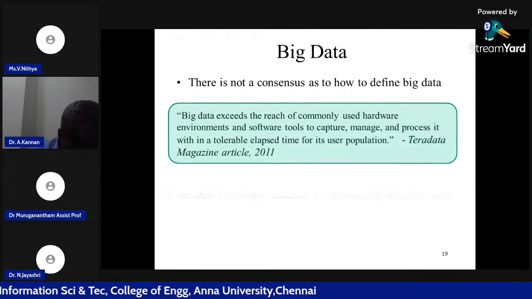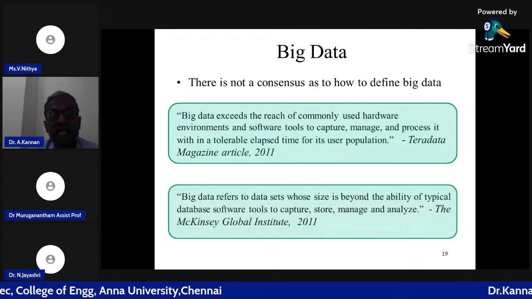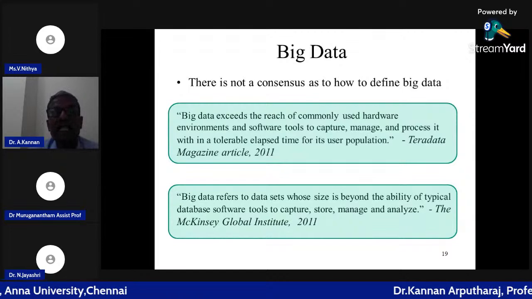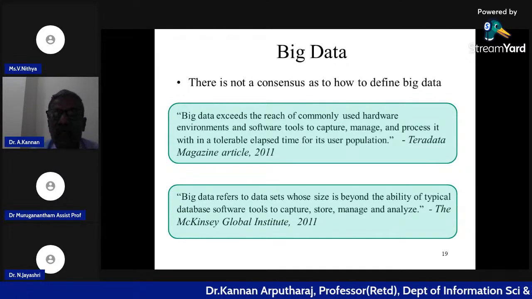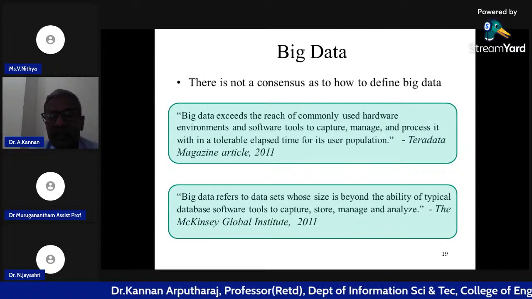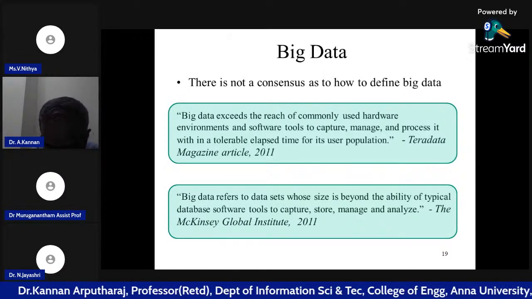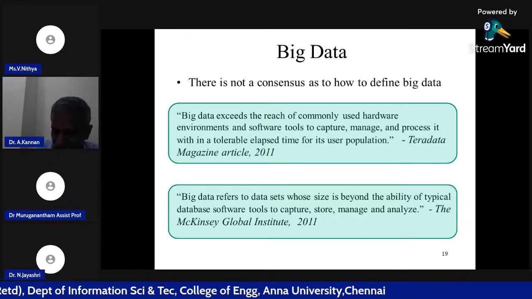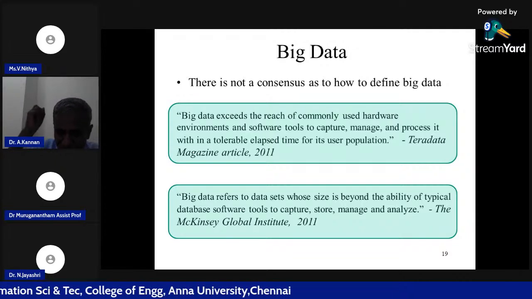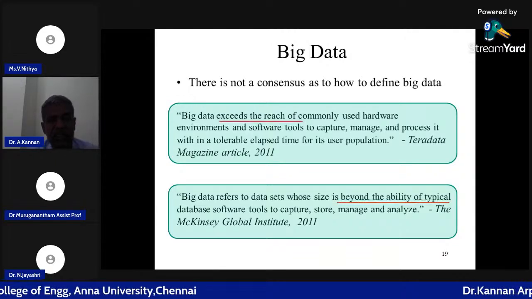Now people are moving from normal data to big data, and big data exceeds the reach of commonly used hardware and software. Therefore, its size is getting higher and higher, bigger and bigger. We cannot just capture and store it in a normal computer. We cannot use normal tools to analyze it. Therefore, special tools are necessary.